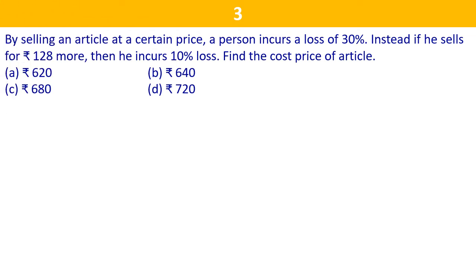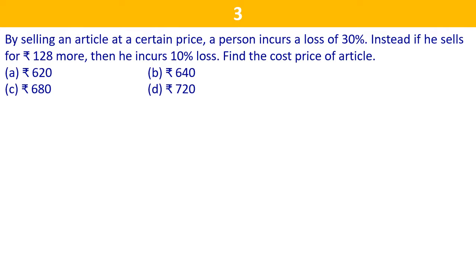Problem number 3. By selling an article at a certain price, a person incurs a loss of 30%. Instead, if he sells for rupees 128 more, then he will incur only 10% loss. Find the cost price of the article. You can pause this video and try the question for a while on your paper, and once you have solved it at your level, you can again resume the video to look for the solution.